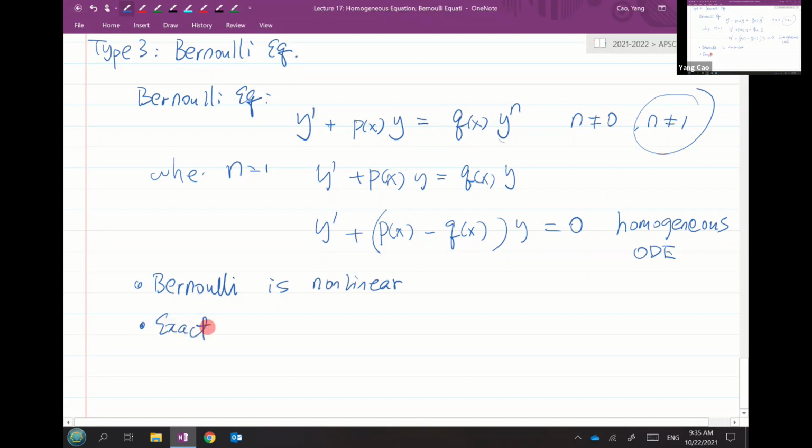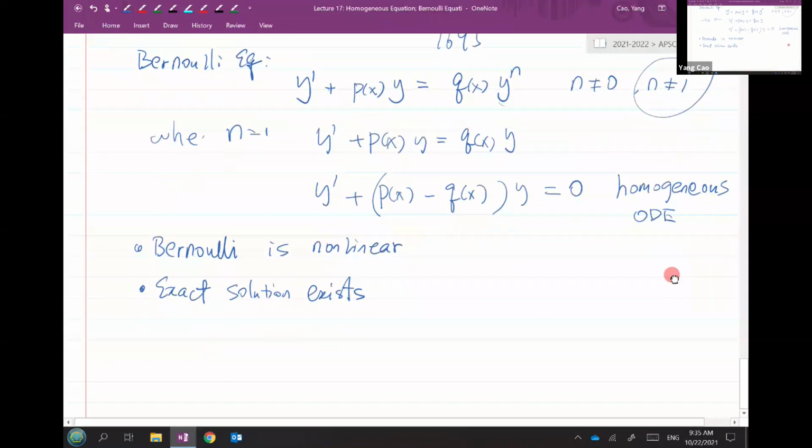With a nonlinear equation, the tricky part is that often you can't find an exact solution. So to solve a nonlinear equation, you often use an analytical approach, or you often use a numerical approach, okay? Like what you learned in 246. But for this Bernoulli equation, you will find that an exact solution exists. So basically, we can provide an exact solution for this type of nonlinear equation. This equation was first introduced in 1695, so after 400 years, we're still learning it.